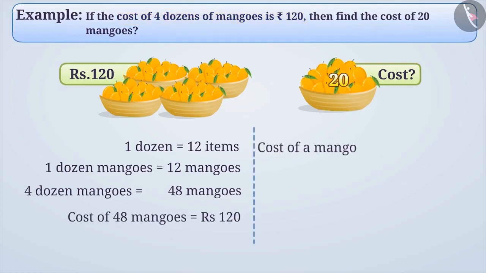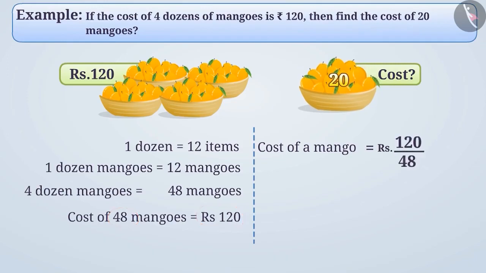Now, how do we find the cost of one mango? Think for a while. You've got it right. To find the cost of one mango, we have to divide rupees 120 by 48. Cost of one mango is equal to rupees 120 divided by 48.